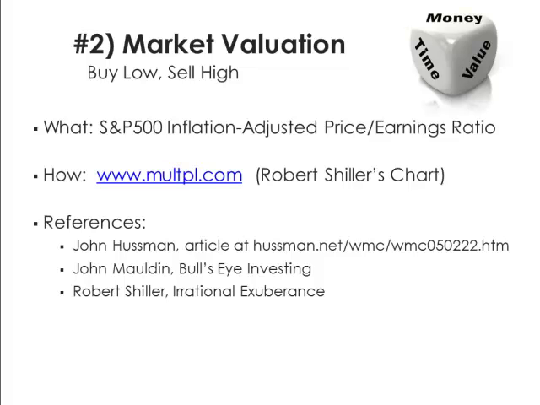Okay, number 2, after looking at the state of the economy, to assess the situation of the stock market, we got to look at how it's valued. And of course, what we want to do is buy low and sell high. In any event, you always want to be on the right side of the market values. And where I look to find this is a chart that's produced by Robert Shiller, and it's got the S&P 500 inflation-adjusted price-earnings ratio, and this goes back for over a century, and it gives us good insight into where the market is now relative to where it has been in the past.